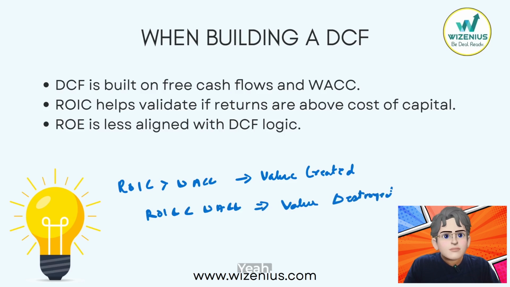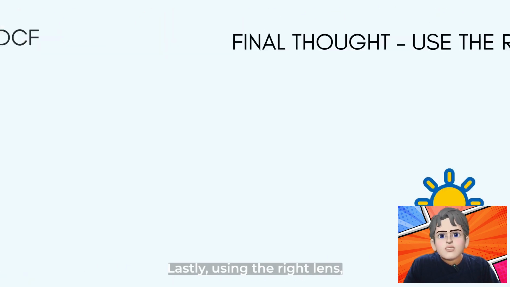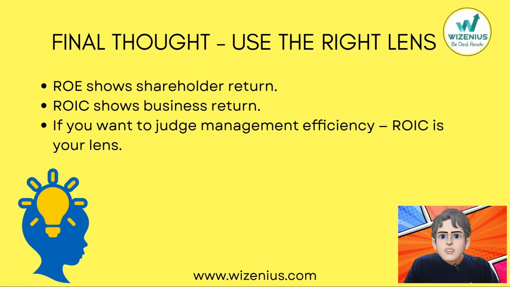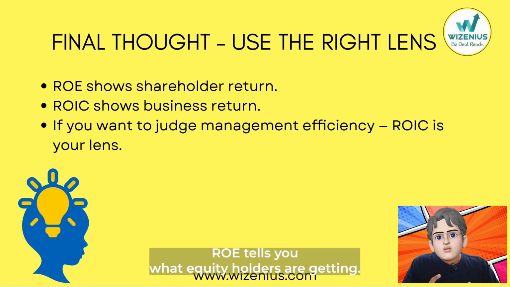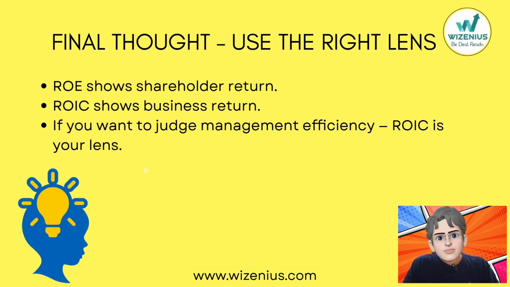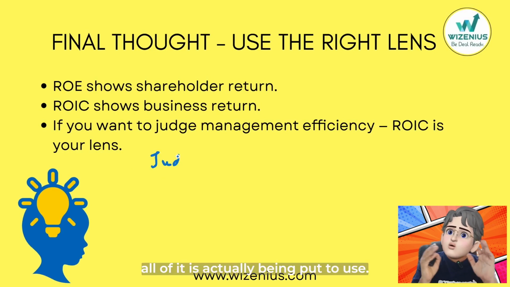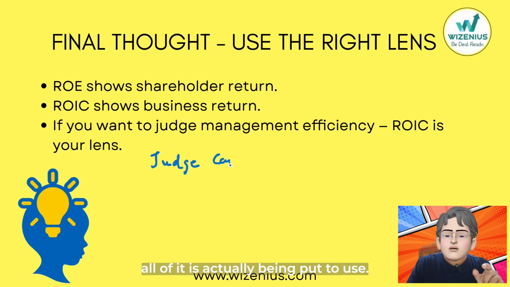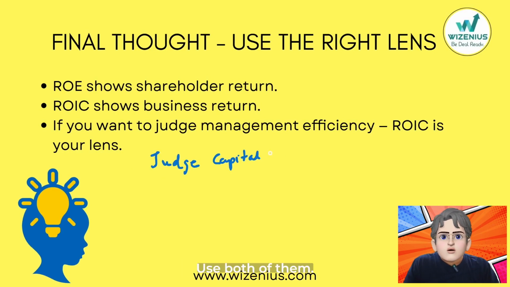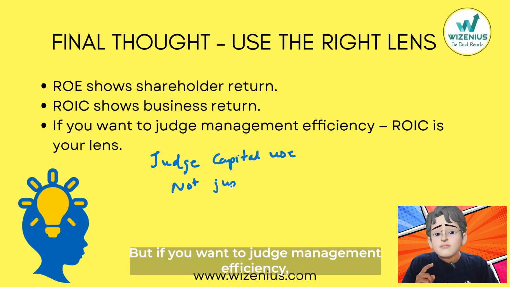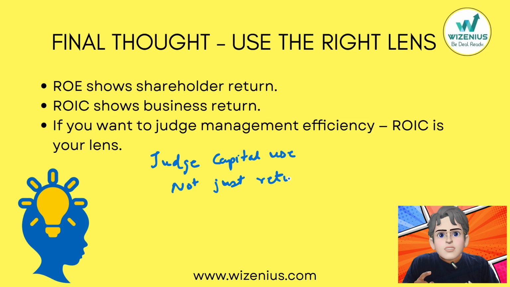Lastly, using the right lens. ROE tells you what equity holders are getting. ROIC tells you how well capital, all of it, is actually being put to use. Use both of them. But if you want to judge management efficiency, look at ROIC first.